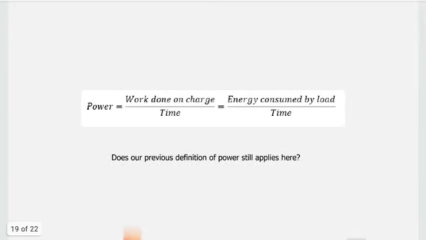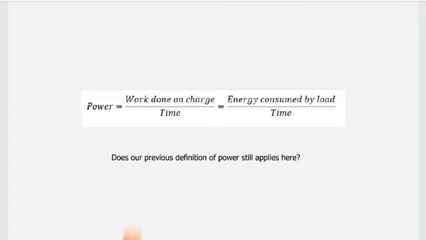Now, for the last part, we will talk about electric current and how it is computed. Di ba, we had a discussion about power before. Does the meaning or definition of power still apply here? Yes. The definition of mechanical power still applies to electrical power, or electric power. Before, we said that power is the amount of work done over time.